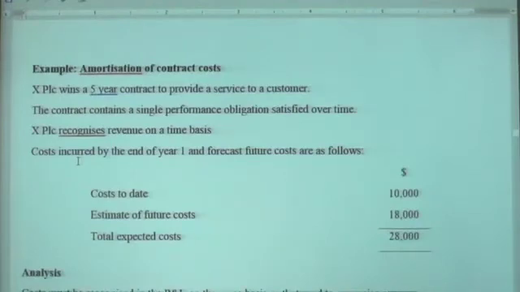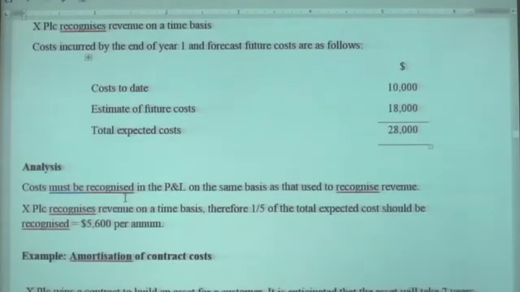Then amortization of contract cost. XPLC wins a 5-year contract to provide a service to a customer. The contract contains a single performance obligation satisfied over time. The company recognizes revenue on a time basis. Cost incurred by year 1 and forecast future cost are as follows. Cost to date 10,000, the estimated future cost 18,000, altogether you have to incur 28,000. Cost must be recognized in P&L on the same basis as that used to recognize revenue.